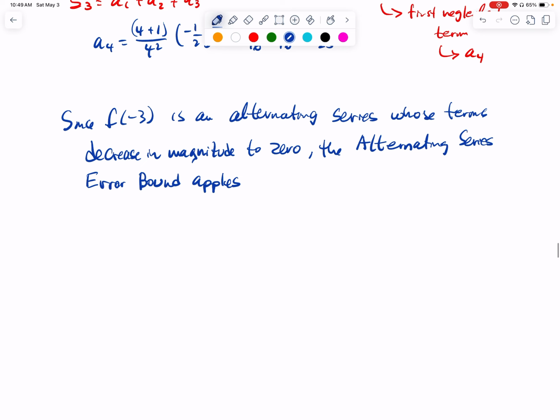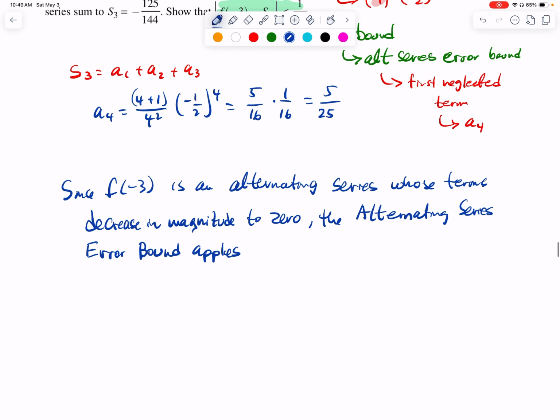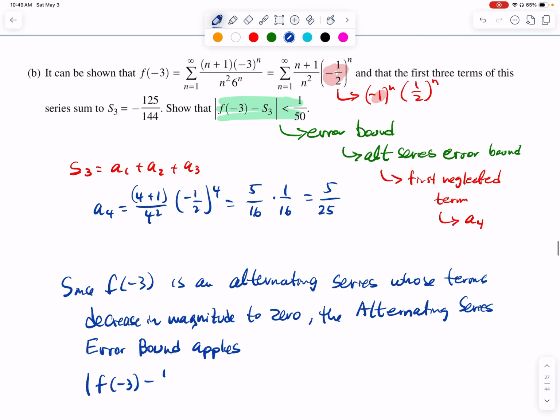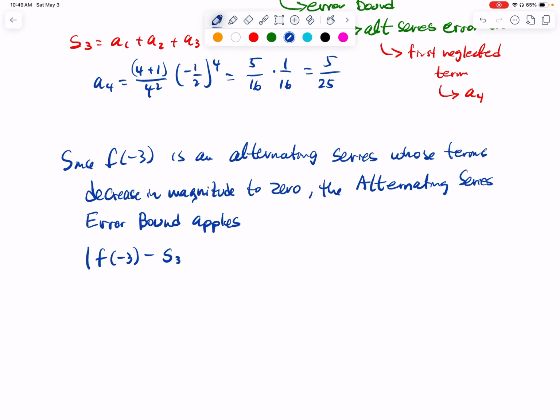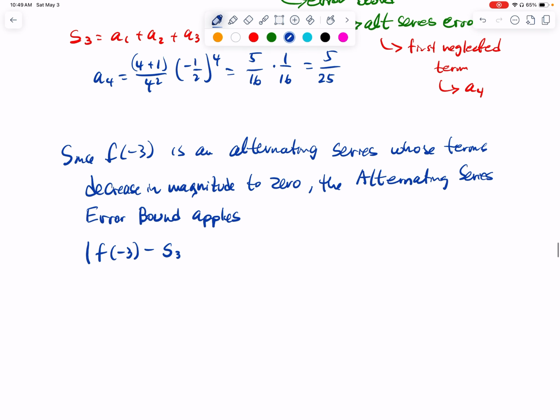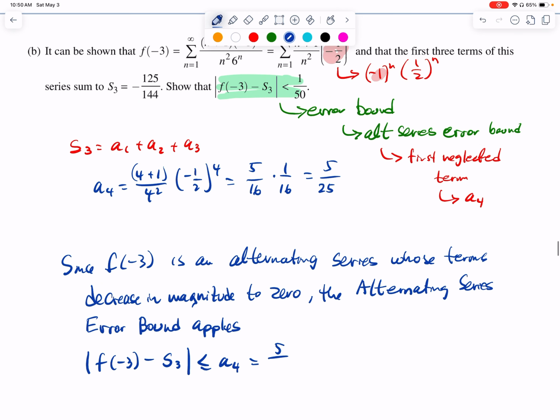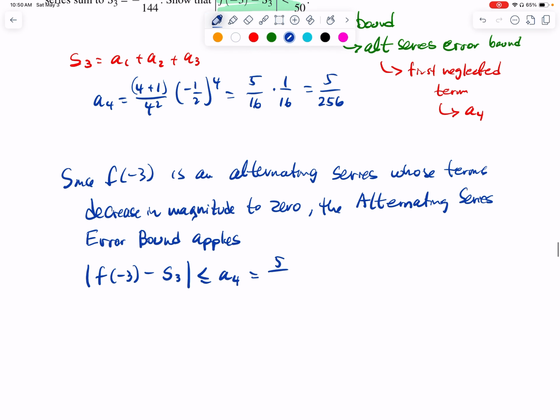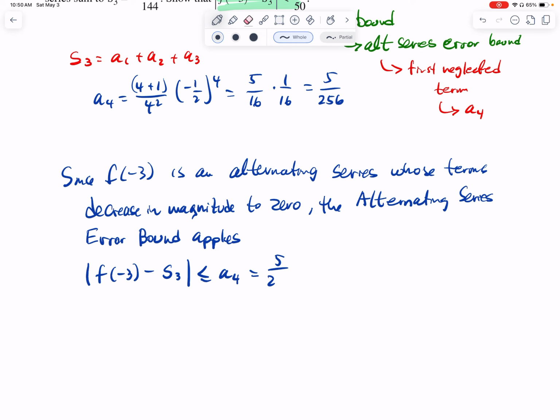And so what I'm going to do is just set up my little inequality here. So absolute value of f of -3 minus, what the heck was it? Oh, I can just write s of 3 here. So I guess since it's minus and it's a negative, actually it would be plus, but I don't care, is less than or equal to a sub 4, which is equal to 5 over, where did my 6 go? Because that's 16 times 16 is 256. I'm pretty sure I wrote it. 256. You'd have to rewind the tape just to be sure.